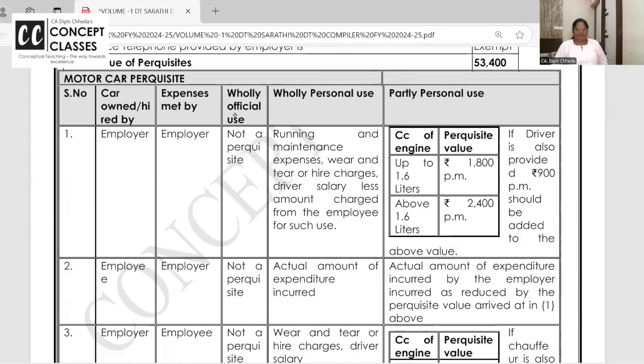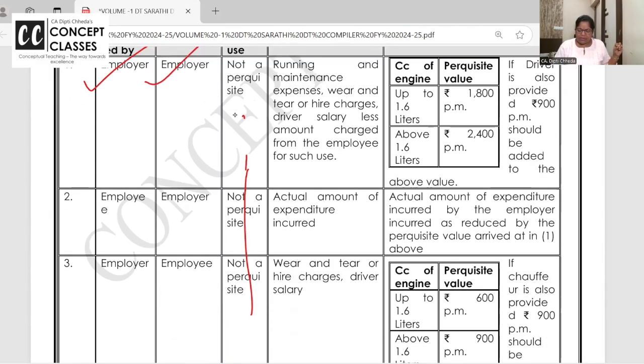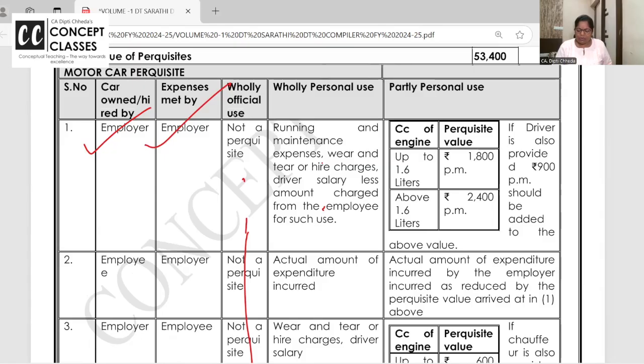Motor car. See, laptop and computer used by the employee from the employer is exempt. Motor car is taxable. Only two things are left now: motor car and pay grade system. So we will do both. Car is the employer's, expenses by the employer, and for official use, it's not a perquisite at all. Personal use, full personal. So the employer's car, so wear and tear, depreciation as well as expenses, all will be perquisite. Partly here and there, this table is what is asked.